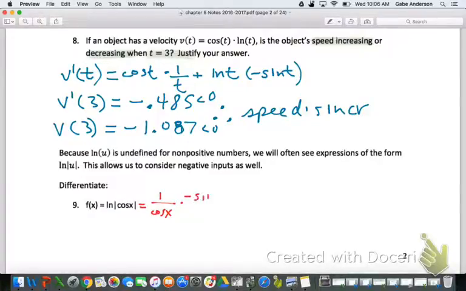So times negative sine of x. And let's call upon your old trig identity skills. What is it? Negative tangent. Yes, negative tangent. There you go. So negative tangent of x, and that would just be the answer right there. And if you did the trig identity or not, it really doesn't matter. But that'd be your final answer.